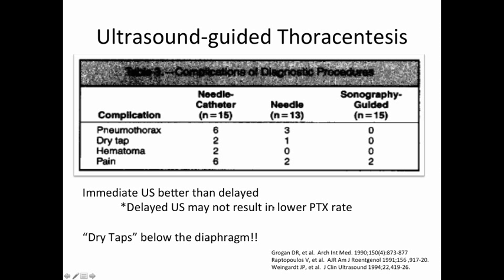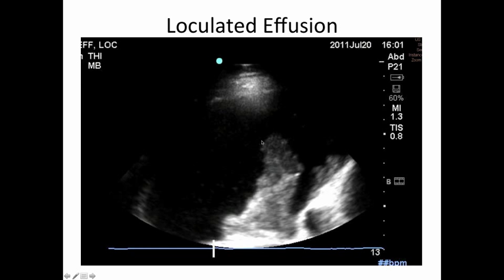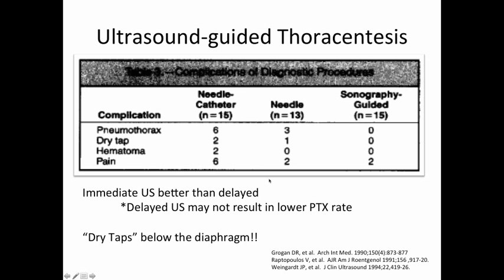And then I went over this a couple weeks ago as well, but just as a reminder, ultrasound-guided thoracentesis does improve outcomes. You're less likely to have complications such as pneumothorax or hematoma, and you're much less likely to have a so-called dry tap, which actually turns out most of the time to be under the diaphragm rather than above.